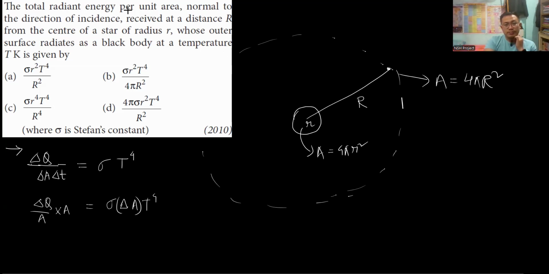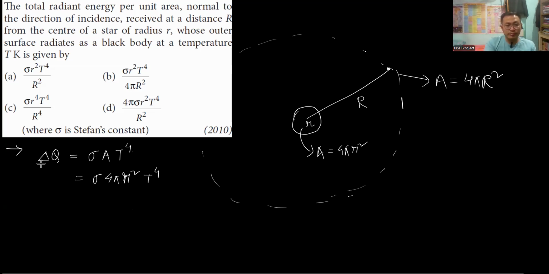Radiant energy delta Q is equal to e sigma A T to the power 4. Now what is this A, radiant energy per unit area? For the black body, the surface area is 4 pi r square, so it is 4 pi r square T to the power 4.